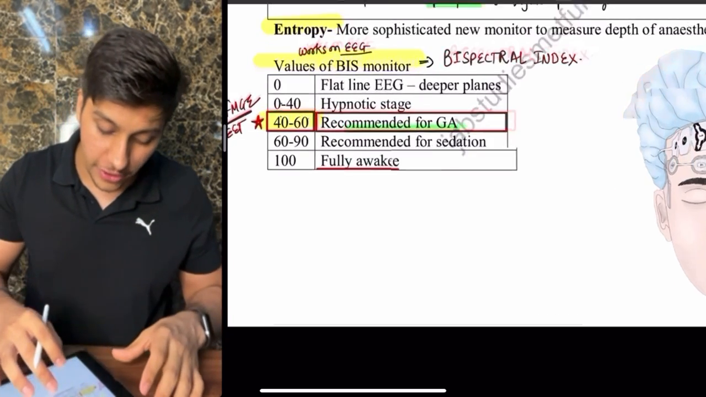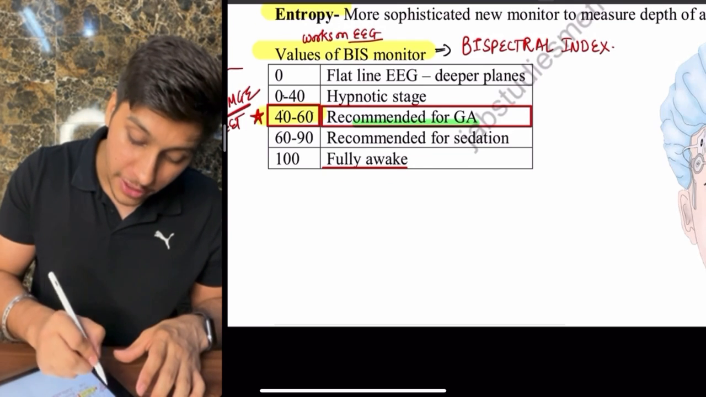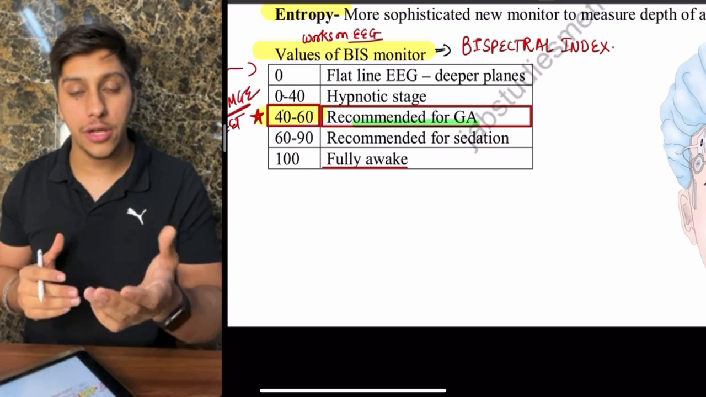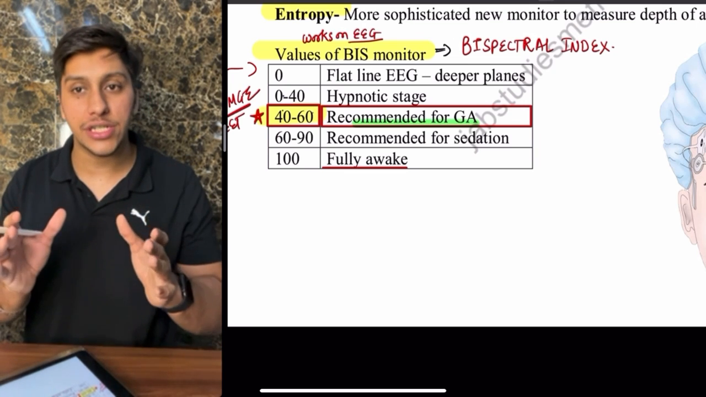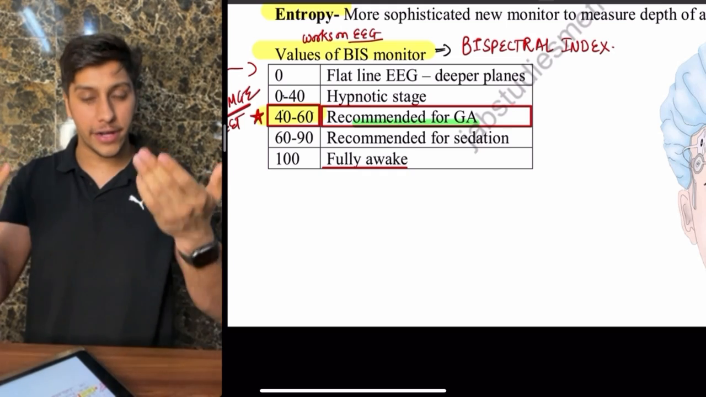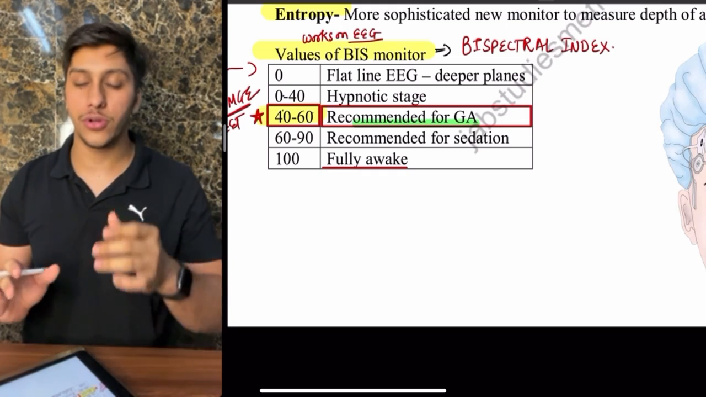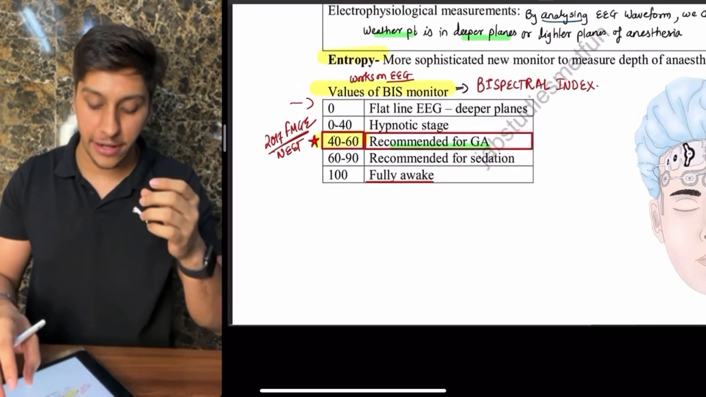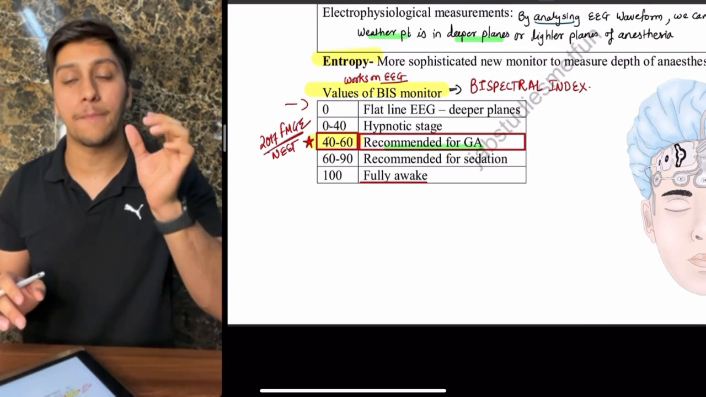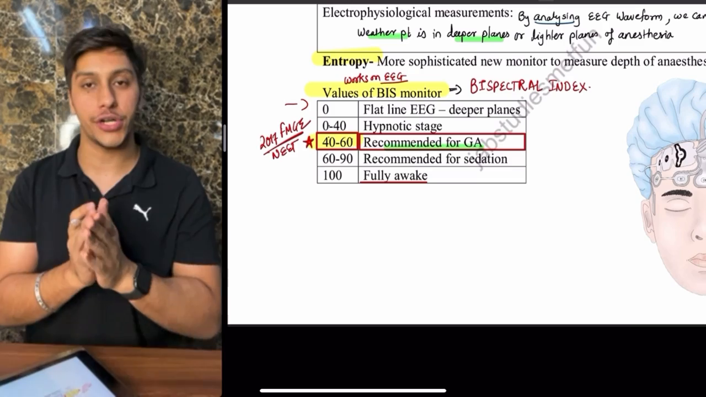So remember the values. If the value of BIS comes 0, the patient is flatlined, very deep. 0 to 40 is in the hypnotic stage. 40 to 60 is the recommended stage. 60 to 90, the patient now requires sedation, and 100, like right now with us, is fully awake. So understand this. They have asked this previously in FMGE as well as NEET PG, that the level which is recommended for general anesthesia in the BIS score is going to be 40 to 60.